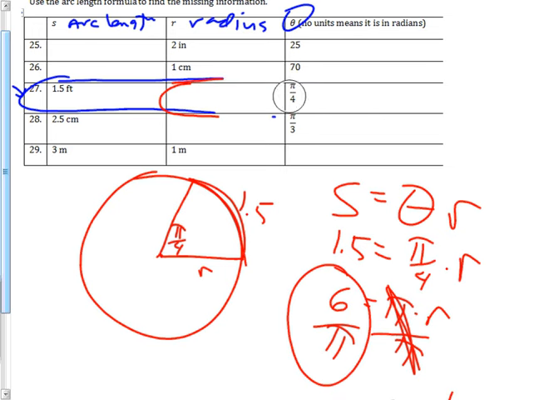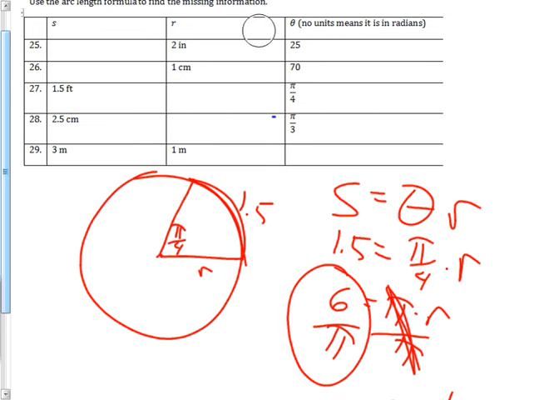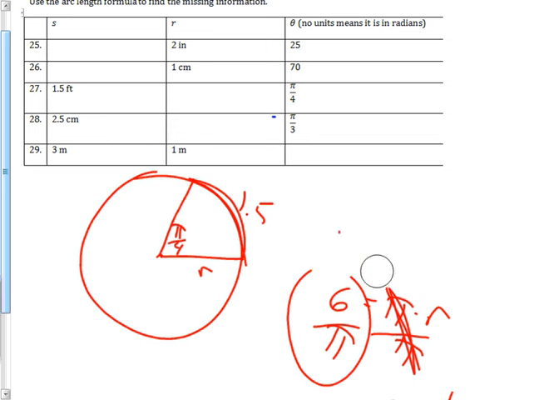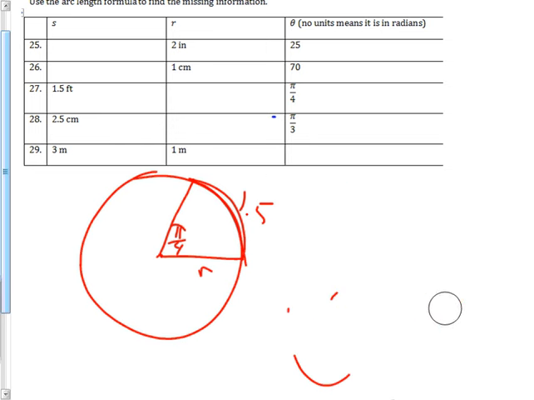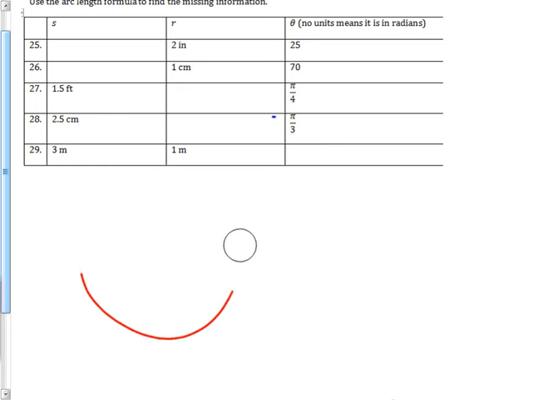I probably gave you more than you needed, but you just mainly need to use your formula S equals theta r on these problems. And as long as you have your formula, or your problem is in radians, this works fantastically well.